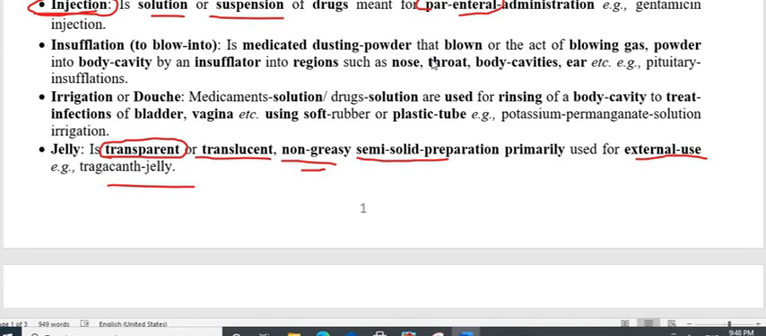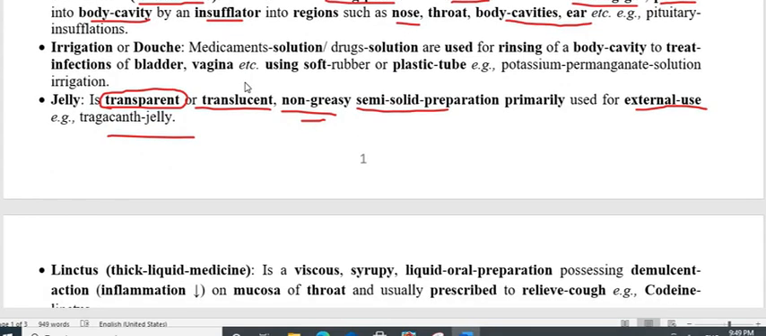The literal meaning of insufflation is to blow into. The definition of this dosage form is a preparation of dusting powder to be blown, or the act of blowing gases or powder into a body cavity using an instrument, an insufflator, in regions like the nose, throat, or ear. This is called insufflation.